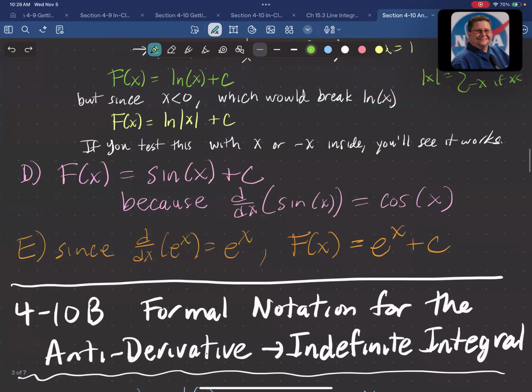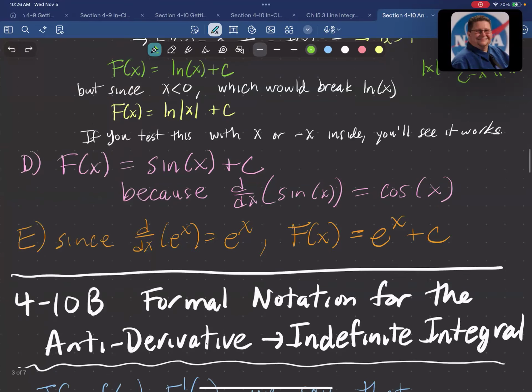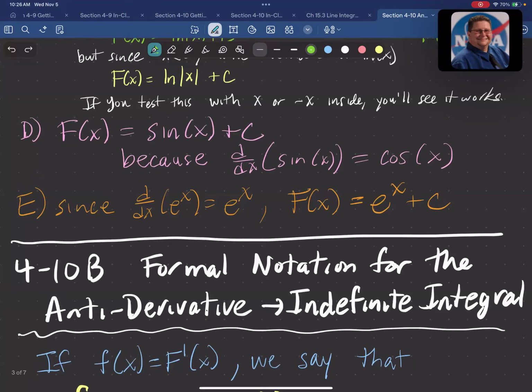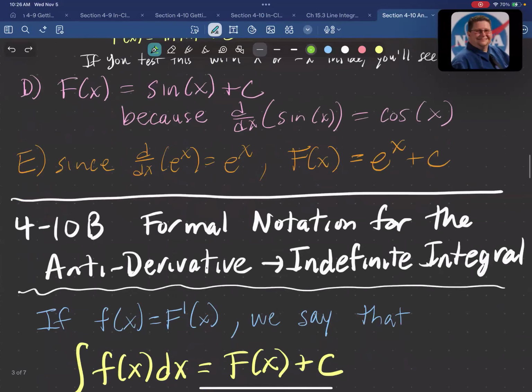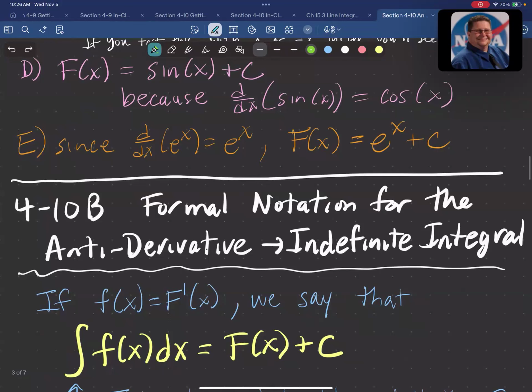We're doing another video on 4.10, the antiderivatives. We're going to look at the formal notation for the antiderivative, and it's called the indefinite integral. Later on, we'll do definite integrals, but that's in chapter 5. So if f of x equals F prime of x, we're going to use the notation, this squiggly line right here, and then f of x dx equals big F of x plus C.